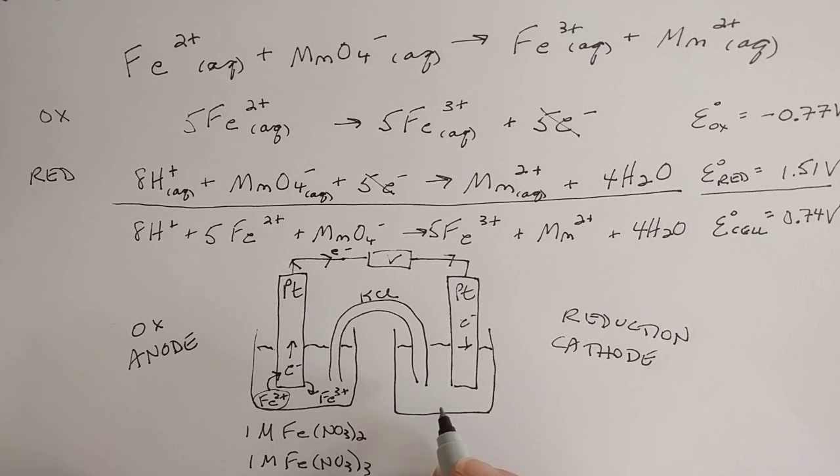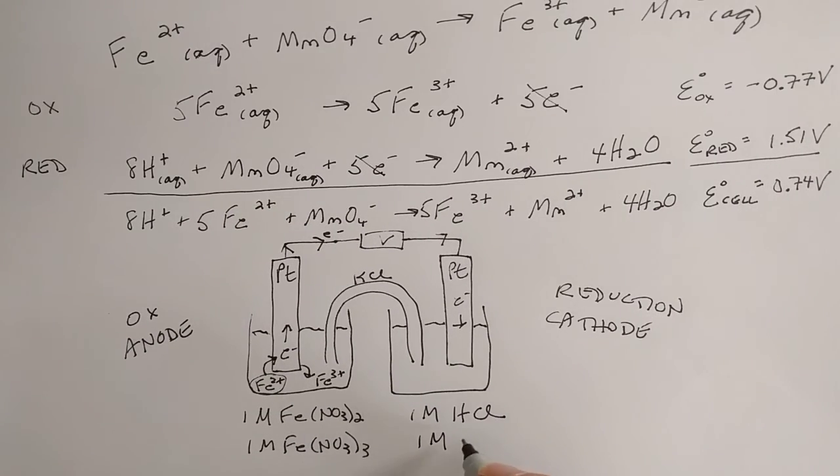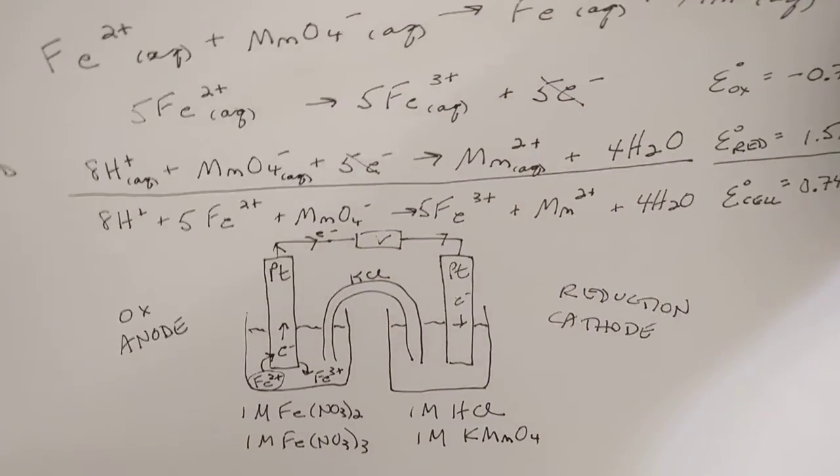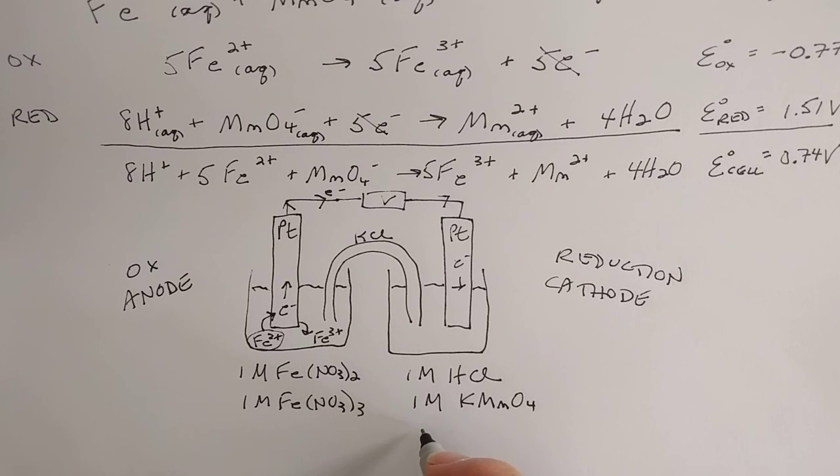And what do we need in this compartment? Well, it's standard, so we need 1 molar for all our solutions. So we're going to need 1 molar, maybe HCl, to provide the H+. We're going to need 1 molar KMnO4 to provide the MnO4, and 1 molar, let's see, MnNO3 too. We need all of these in our beaker.